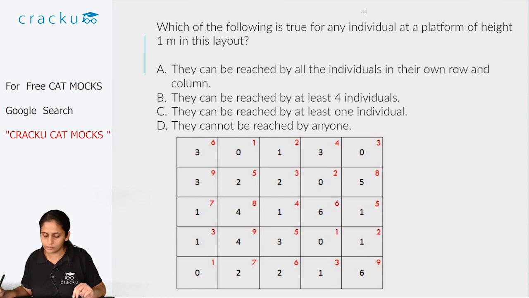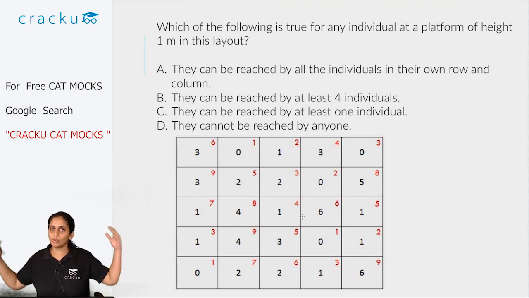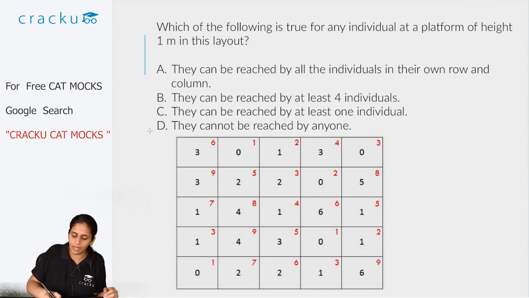Which of the following is true for any individual at a platform of height 1 meter in this layout? They can be reached by all the individuals in their own row and column. They can be reached by at least 4 individuals. They can be reached by at least 1 individual. They cannot be reached by anyone. As we know, anybody who is at height 1 logically cannot be reached by anyone because there is nobody at a height lower than him. So the answer is option D.